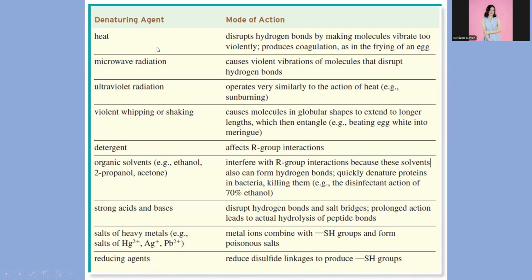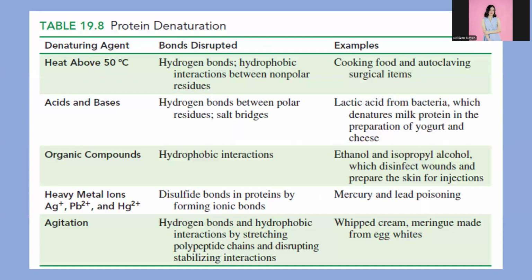This here is just a summary of all that we've already talked about. We didn't discuss much radiation, but they will also disrupt hydrogen bonds, and ultraviolet radiation will operate similarly to heat. So just take a look at this table and be familiar with it. This is also another table that I would like for you guys to be familiar with. It's similar to the previous table lang, just more examples. Yan yung sabi ko sa agitation, you have whipped cream, meringue made from egg whites, etc.